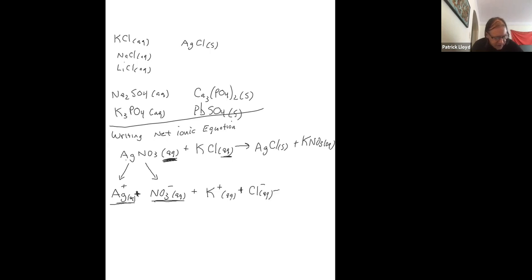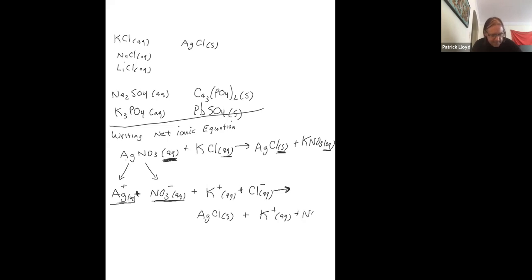Now notice that takes up a lot of room, so I'm not even going to have space over on the right side to write this. I'm just going to write it underneath after the arrow. So now we see on the product side something which is solid. This is telling us it doesn't dissolve in water. If it doesn't dissolve in water, we don't write it as separate ions. We write it as a compound. And then this one is aqueous, so we write it as separate ions.